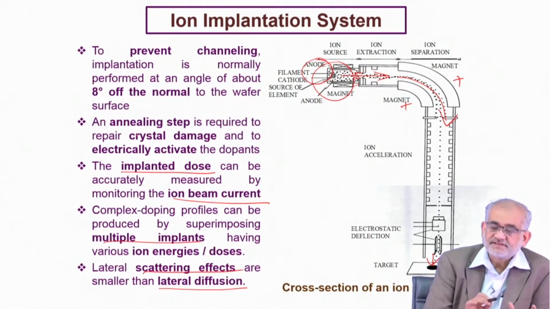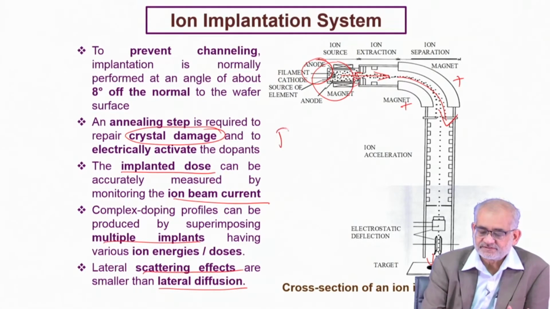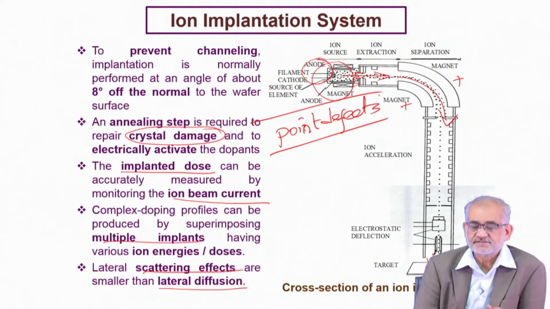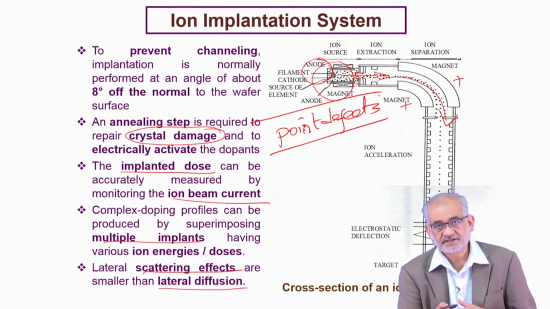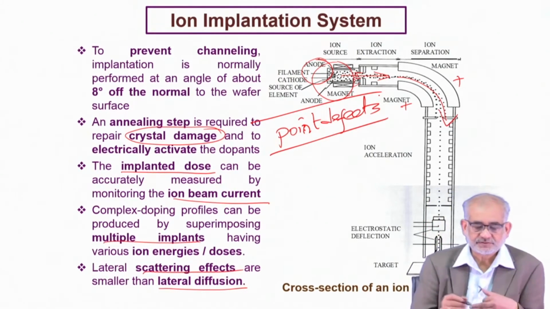Another very important thing is that when we implant species onto the substrate, there will be a huge amount of crystalline damage created, primarily point defects. So implantation will definitely create a very high concentration of point defects, vacancies, self-interstitials. Even in the case of semiconducting or ionic materials, some Schottky or Frenkel disorders and so on.